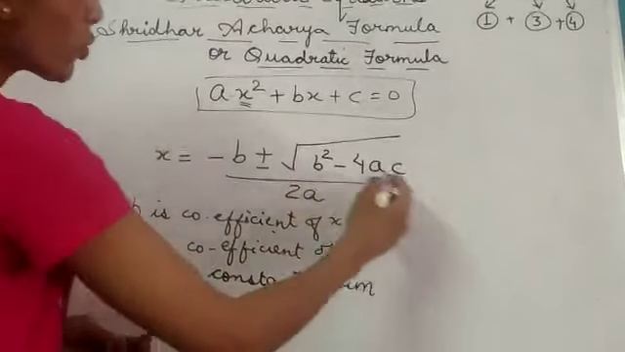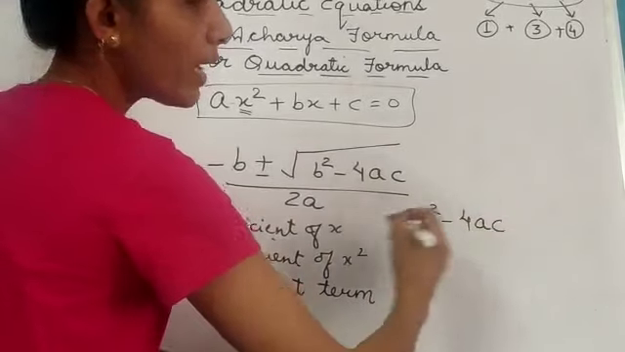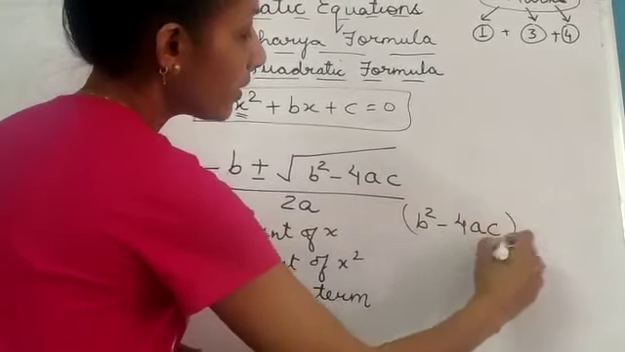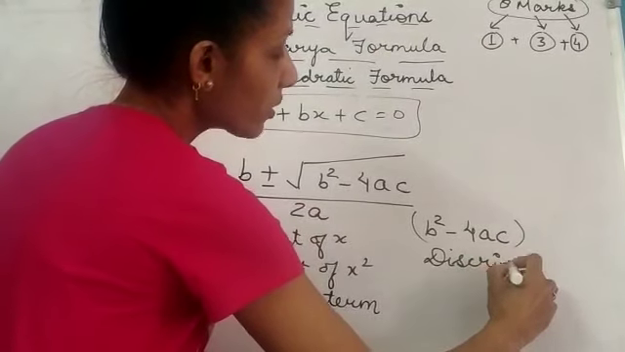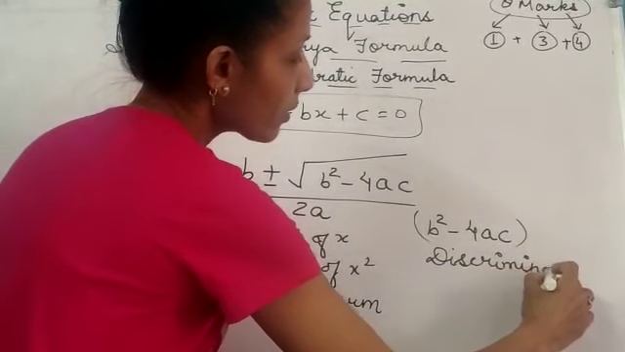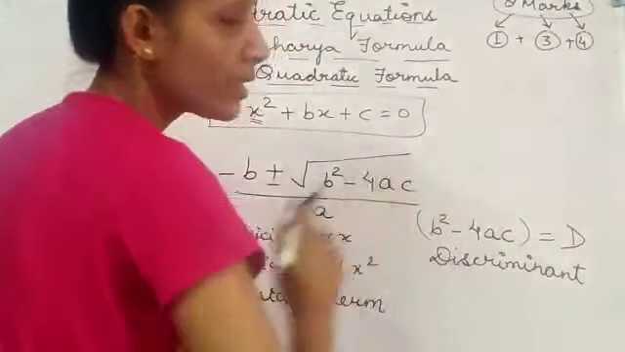Now this b square minus 4ac is known as the discriminant. This is known as the discriminant and is denoted by capital D.